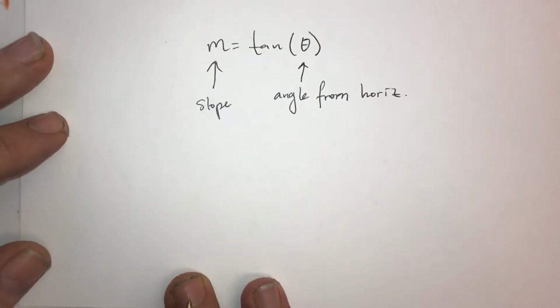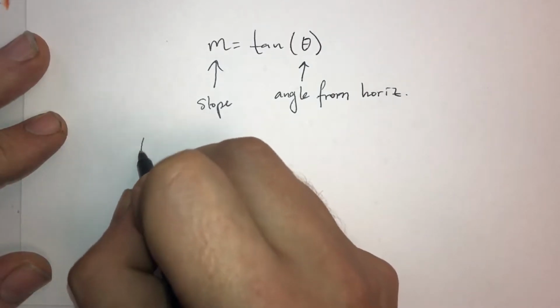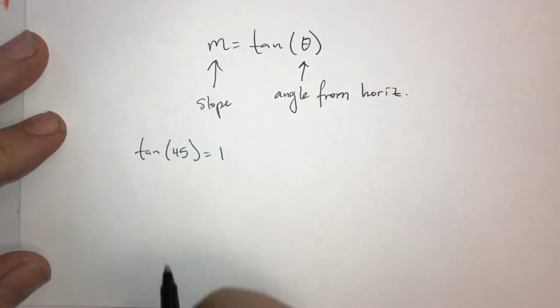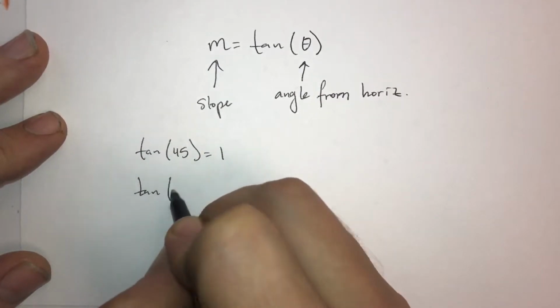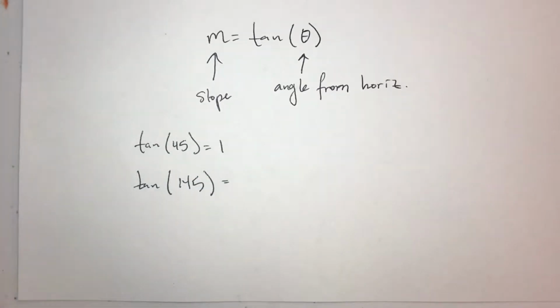Okay, so these should be pretty easy. All you have to do is plug them into your calculator. The tangent of 45, we actually did in class, that's 1. The tangent of 145 is, let me get my calculator out.